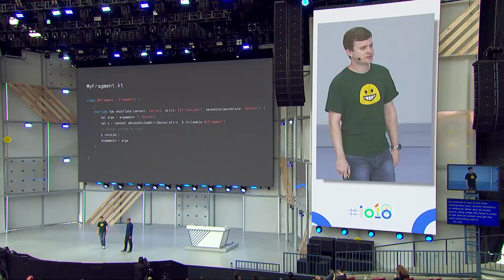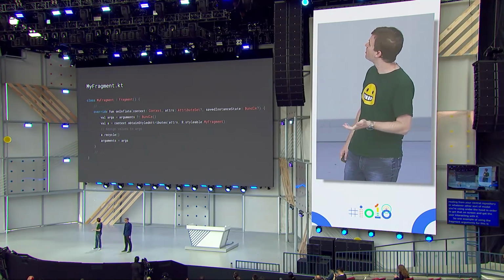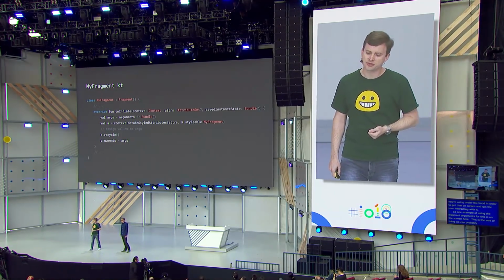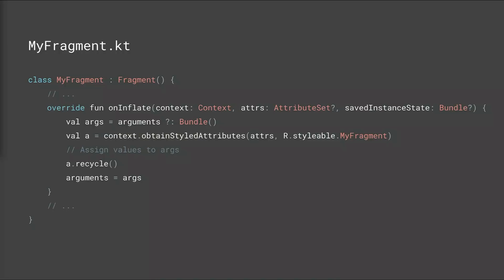So one example of using the fragment arguments for this is on screen here. This is the sort of thing that could probably benefit from some extensions or helpers, but overall, it's not too bad. If you define a stylable to go ahead and inflate some of those arguments, just assign the values to the bundle, set it there, and then you can route all of this logic through your normal fragment argument handling that appears throughout the rest of your fragment implementation.